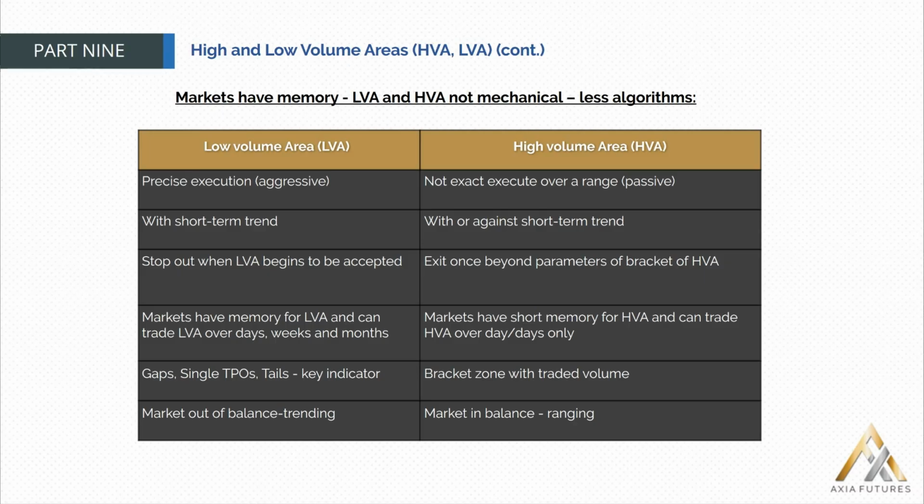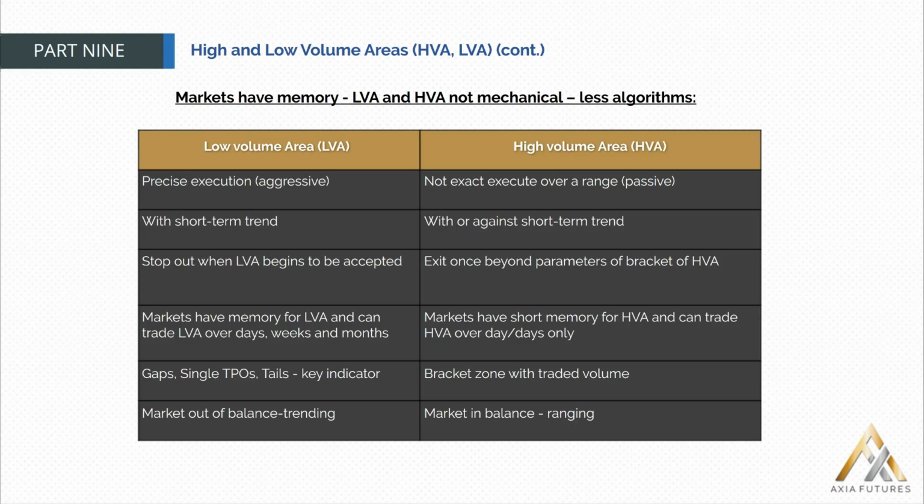Note, some of the low volume areas will come from gaps and single TPOs and tails, and these are the key indicators of this initiative that remains. Whereas with high volume areas, it's the bracket zones, those clear protruding areas on the volume profile showing where volume is being accepted.